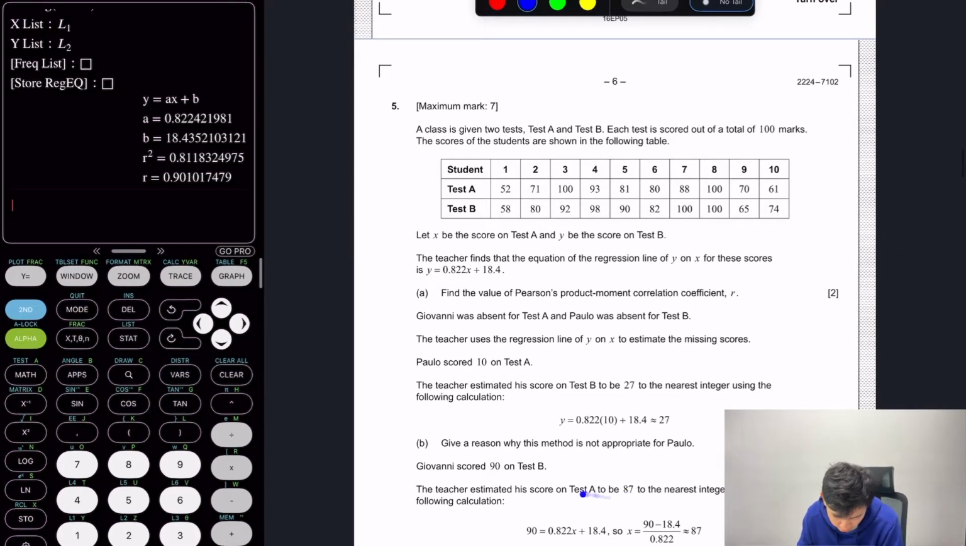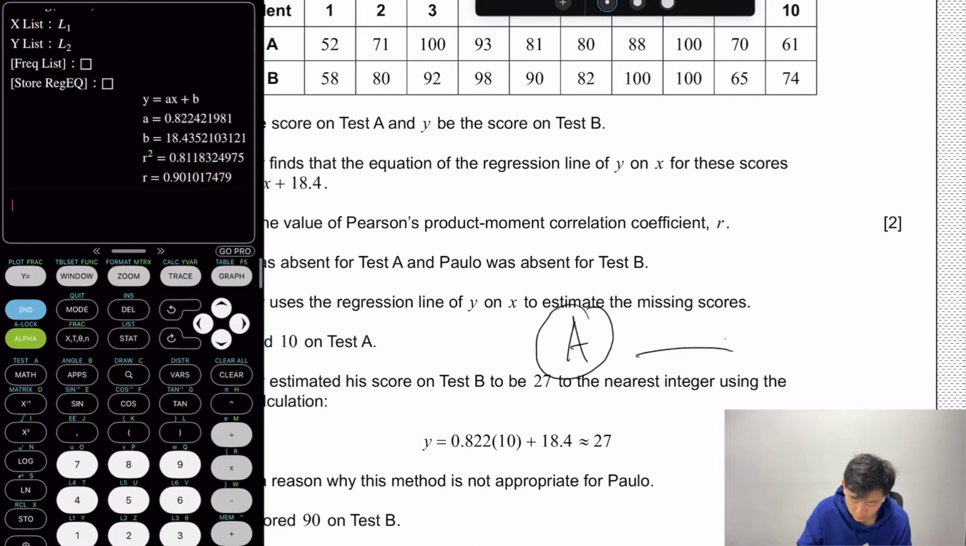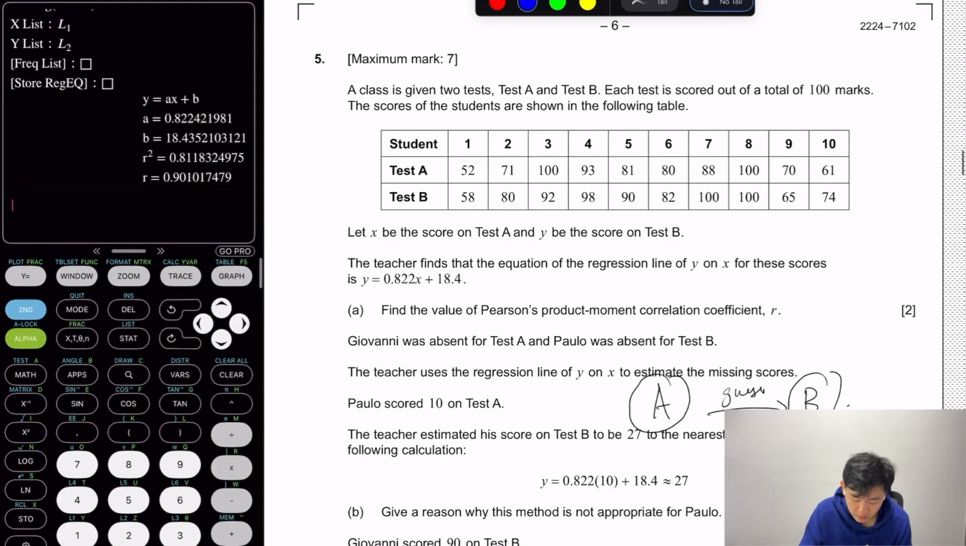Okay, so let's take a look here. What is y on x? Y on x means you use the test A result to try to guess what the test B result is. Let's see what the test A results look like. It sounds like it makes sense, right? You input 10 points there, but since this test is out of 100 points, we get to see that test A contains a result as bad as this guy's 10 points. You see the range is actually 50 something, 70 something, 100 points. None of them is below 10 points.